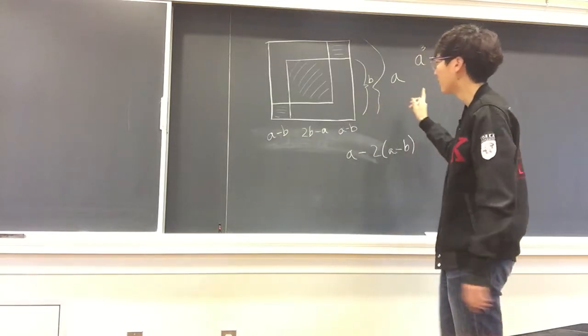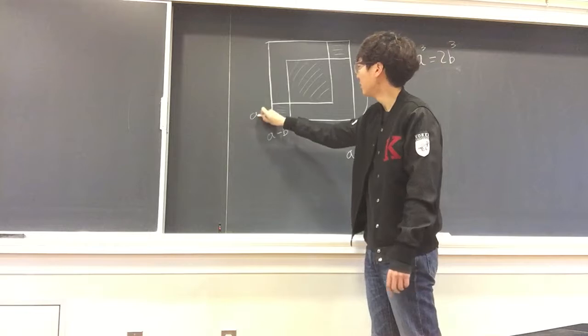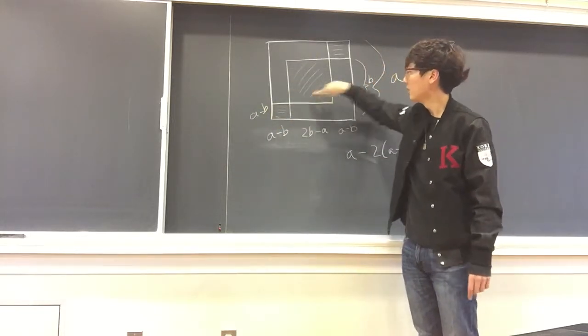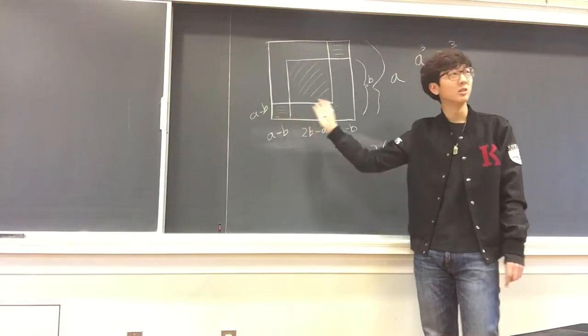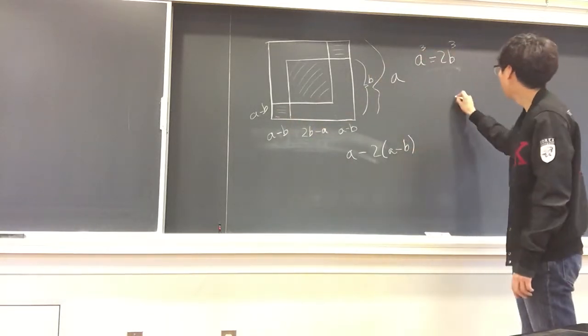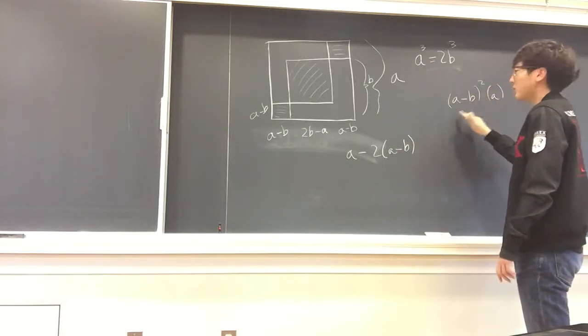Okay, so now we just calculate the empty space volumes. So this is going to be A minus B, and then since there's no smaller cubes anywhere in this region, it just has a complete height of A. So that's going to be A minus B squared times A.